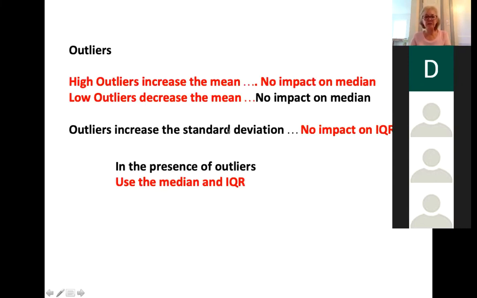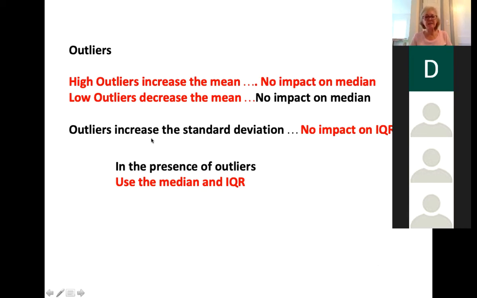Outliers do damage to the mean. High outliers increase the mean. Low outliers make the mean smaller. The median doesn't care. The median doesn't care about the outliers. It only looks at the middle 50%.